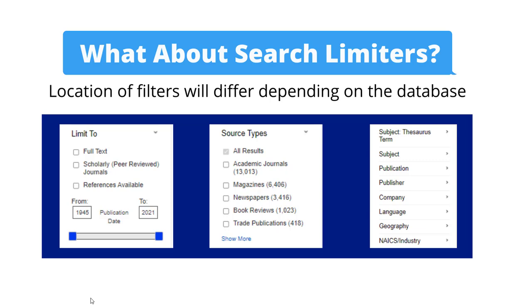Database limiters help researchers filter results down to a manageable number. Researchers should always use full text to ensure that articles are available in their entirety. Researchers will most likely use scholarly peer-reviewed due to assignment parameters, but researchers may also need to limit by date, as some professors want more recent studies. In some cases, language and geography may be used to restrict the results to a specific language or area.